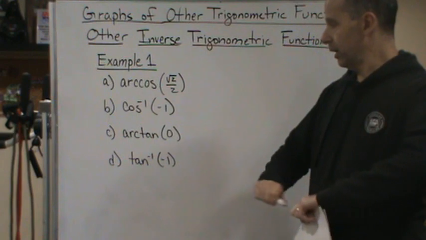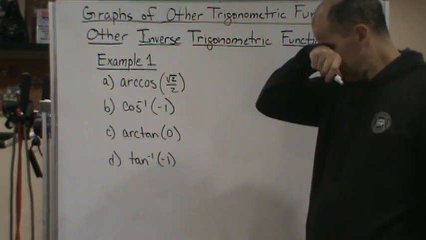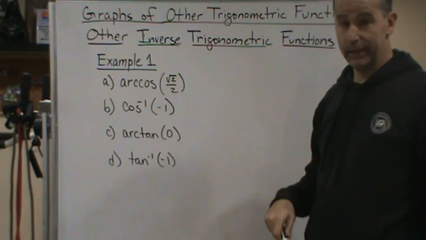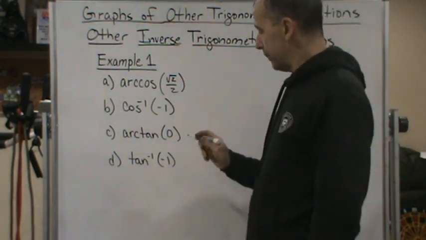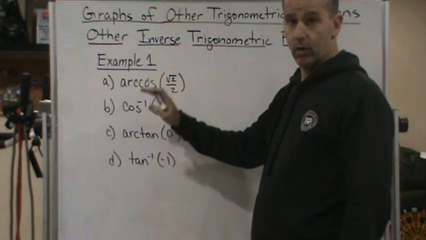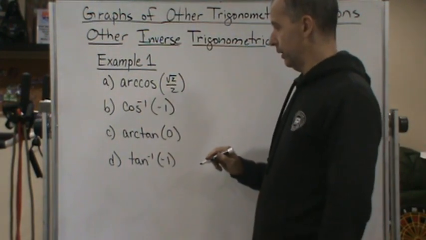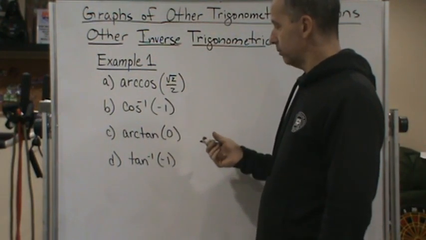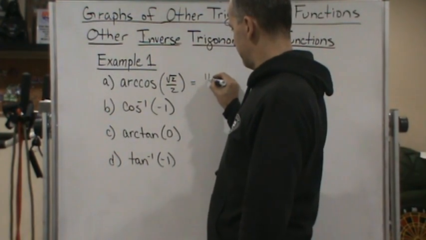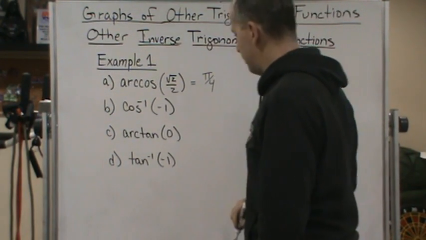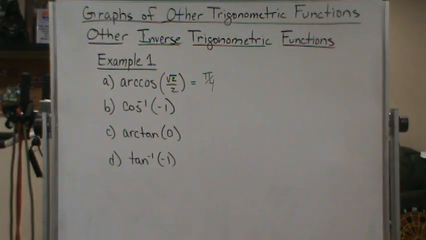The range of this is going to be between 0 and pi. So that means we're in the first or second quadrant. So it's a 45-degree angle. So in this case here, it's just going to be pi over 4.